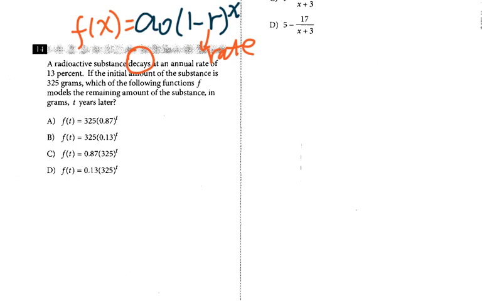So I can write down that is 325 times 1 minus 0.13 to the t-th power. That's why the answer will be A.